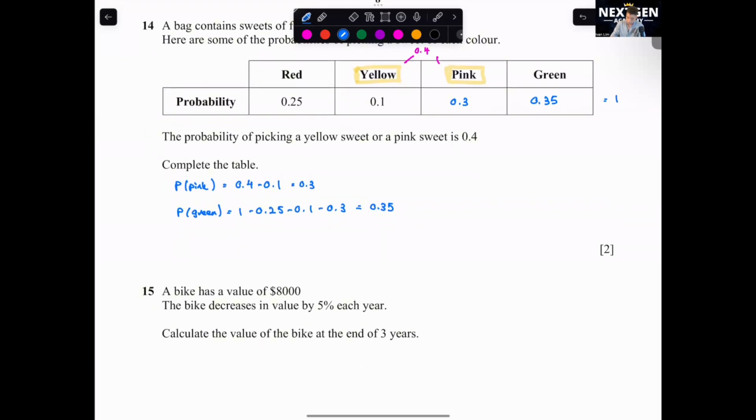Okay, the next one, question 15. Okay, this percentage type of question is important to know. A bike has a value of $8,000. The bike decreases in value by 5% each year. Calculate the value of the bike at the end of 3 years. Okay, this is not so straightforward where you just minus 15%. Does it work that way? Because they say decrease in value by 5%, and then they want you to find 3 years. So 5 times 3. Okay, this is not what you're going to do.